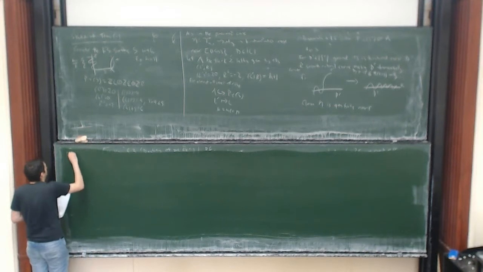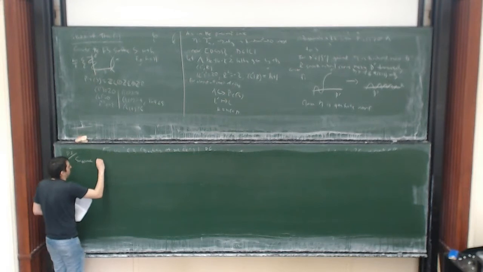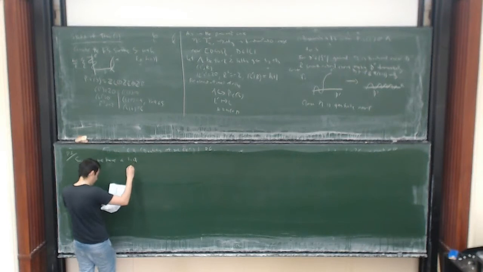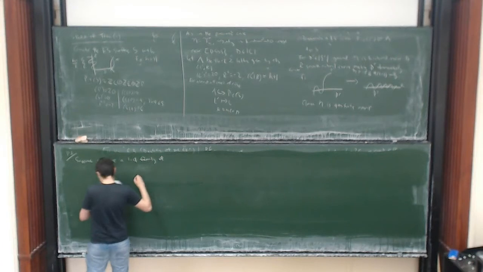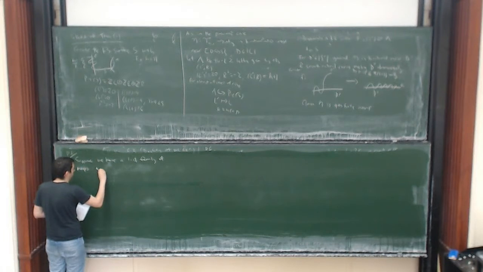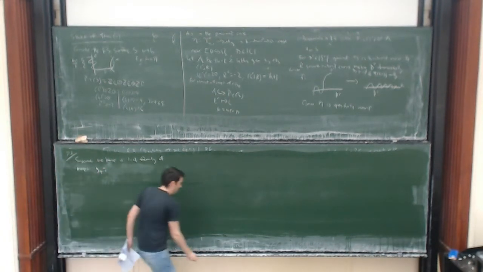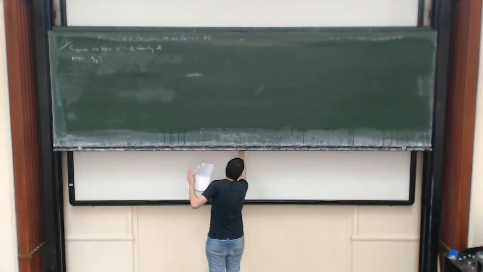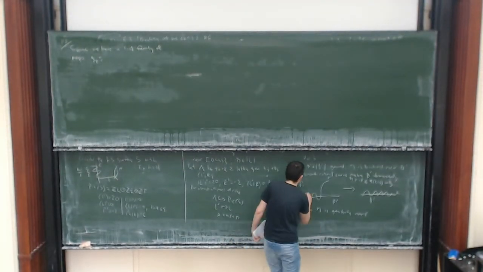Proof. Suppose we have a one-dimensional family of maps. I will call this B. And since B is stable, B is just equal to its stable model.